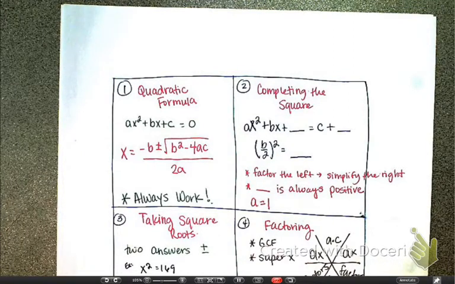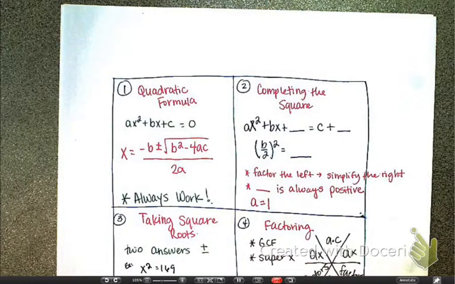On Monday, you will take a quiz. On Thursday, you will take a test, next Thursday. Okay? None of the information that we're going over is new. We factored, we've taken square roots, we've completed the square, and we've used the quadratic formula. Now it's just you have to decide which one you're going to do.